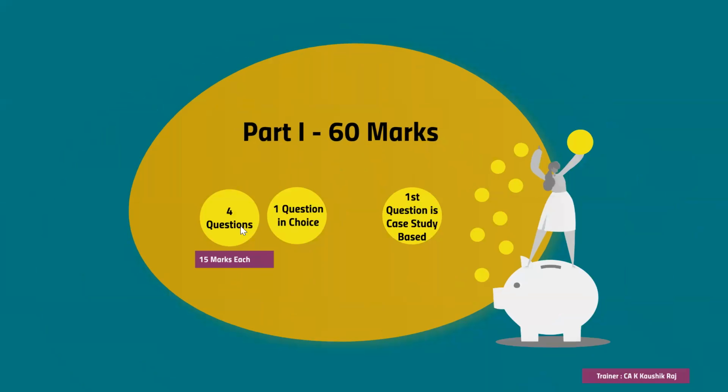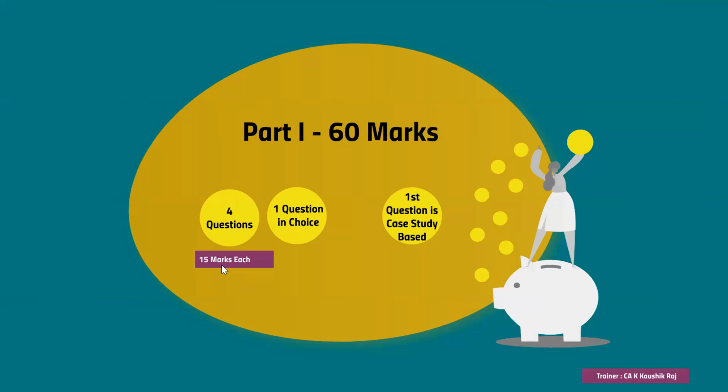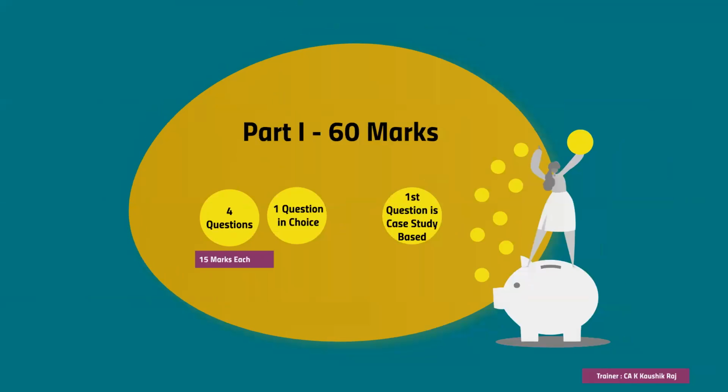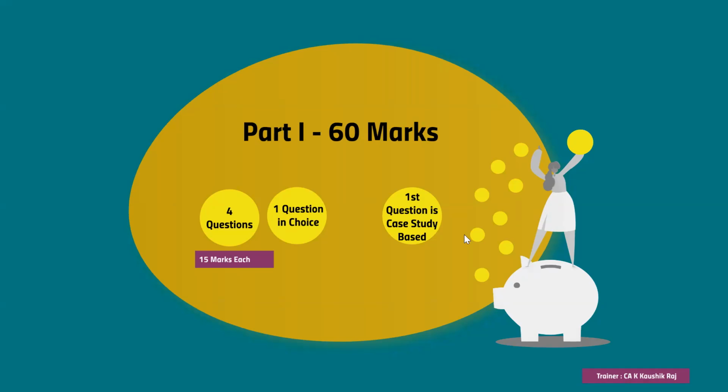So like I said, there are 4 questions of 15 marks each. That makes 4 questions into 15, 60 marks of Part 1. And there's 1 question with a choice alternative. That means the 4th question of Part 1 gives you 2 alternatives, that is question number 4 or question number 4A. You can either answer question number 4 or you can answer question number 4A. There you get a choice to answer. So that is the pattern in which the question paper has been arrived at.